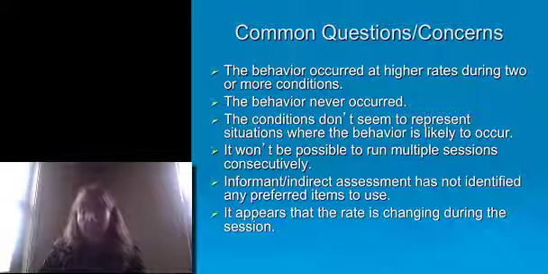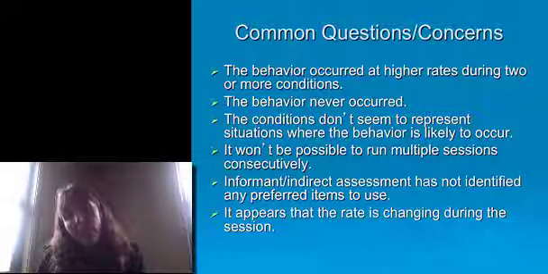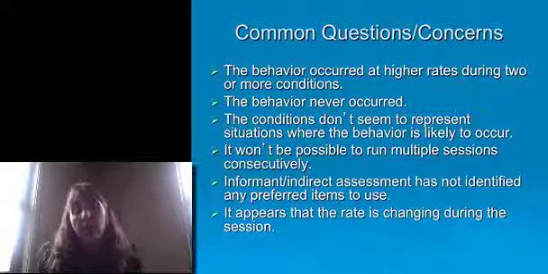Sometimes the behavior never occurs. So you do these conditions and nothing happens. Or they don't seem to represent situations where the behavior is likely to occur. One of the problems with these is they're so analog that they really can be quite different from anything that actually happens in the natural environment. Sometimes that's an impediment to generalizability of the findings.